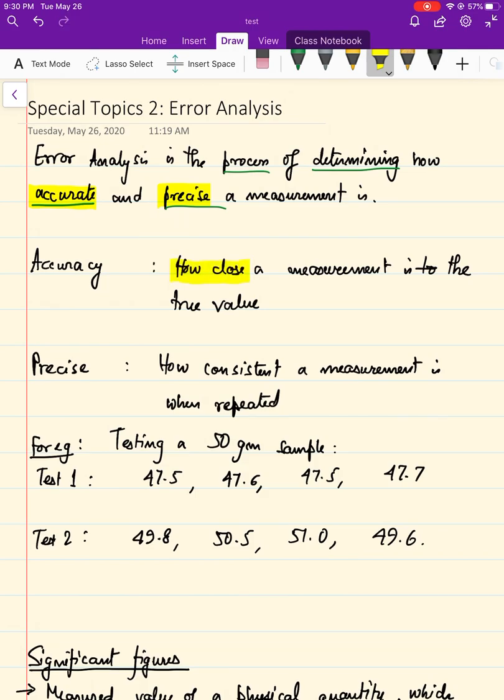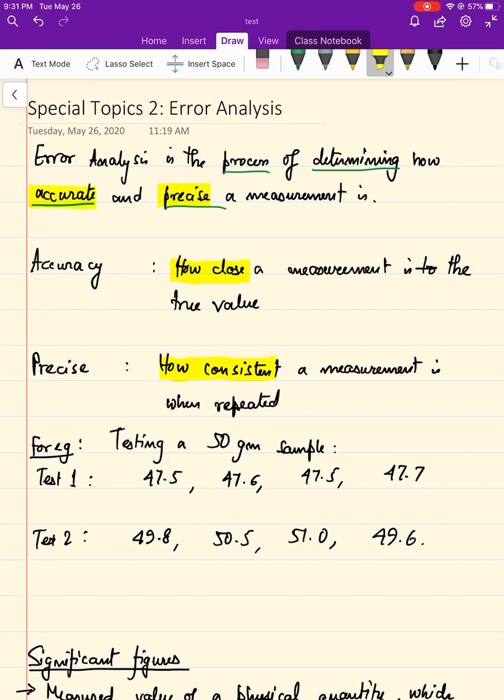So I'm highlighting the word how close because it is used to compare, in fact, two values, and you can see how close they are to the real deal. So that's what accuracy is. Whereas precision or precise means how consistent a measurement is when it is repeated. So when we're trying to do an experiment, we see that often most of our results come within a certain range of values which are very close to each other, and then we say that these are precise.